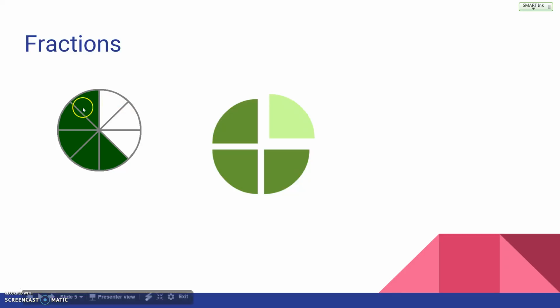So here, this is 1/8, and one more 8, and one more 8, and one more 8, and one more 8. So all together, there are 5/8 shaded. Over here, this circle has been partitioned into 4 equal parts. 1/4 of this circle has been shaded a light green, and 3/4 of this circle has been shaded a dark green. And each of these different parts is 1/4 of the whole. It takes 4 of these parts to make the whole circle.